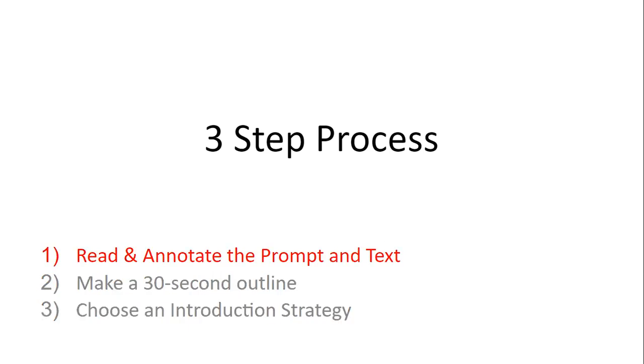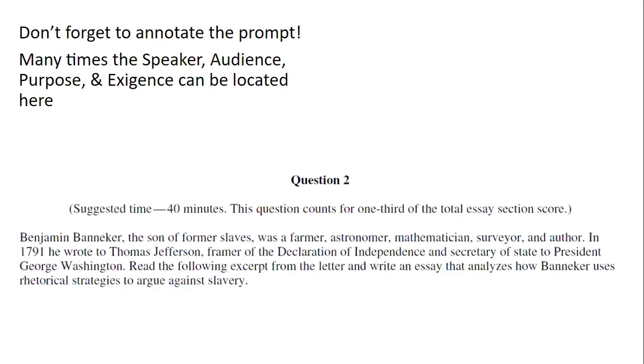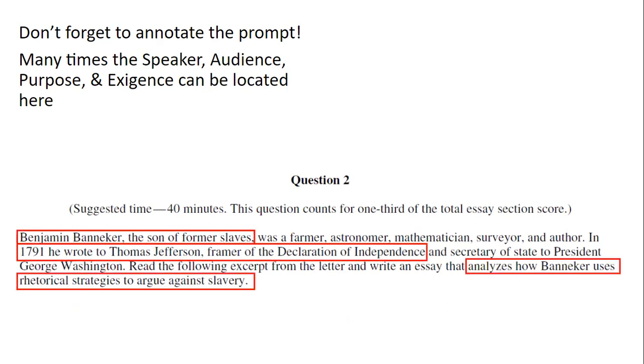Okay, let's start with reading and annotating the prompt. Here is the prompt in front of us, and it is a little bit different than the question 3, the argument. So we need to really annotate this and look at the information that's being given to us just in the prompt. So you can see that I've annotated a couple of things. We've got Benjamin Banneker, the son of former slaves, Thomas Jefferson, the framer of the Declaration of Independence, and then we've got exactly what he's saying here, how Banneker uses rhetorical strategies to argue against slavery.